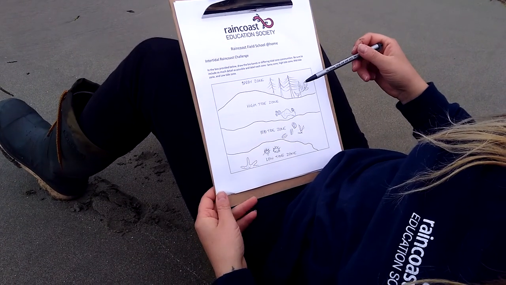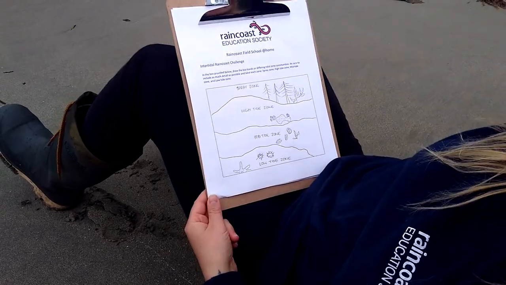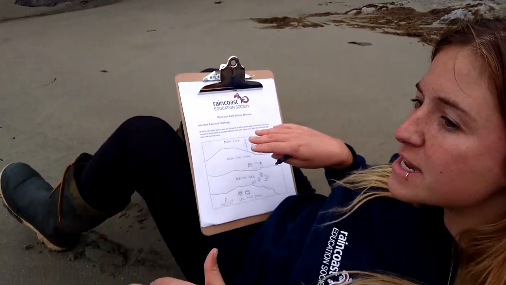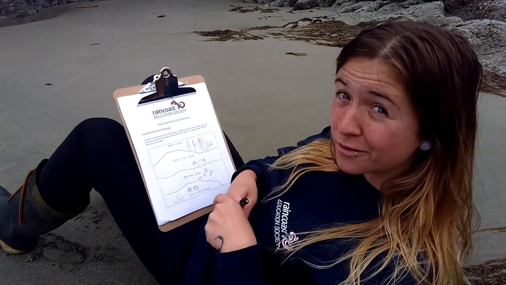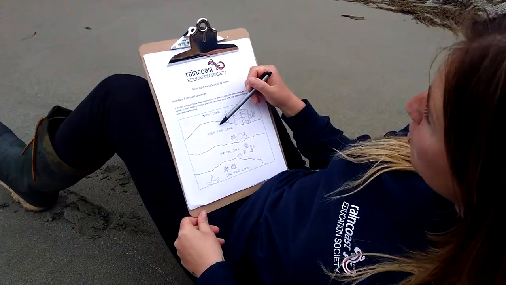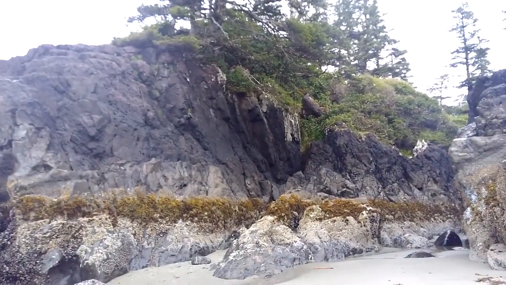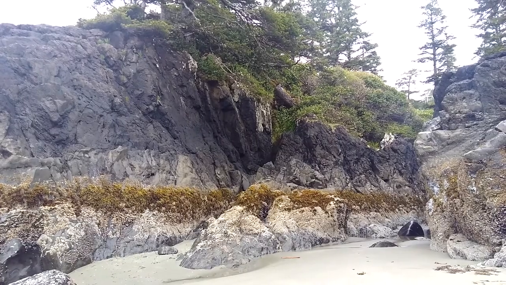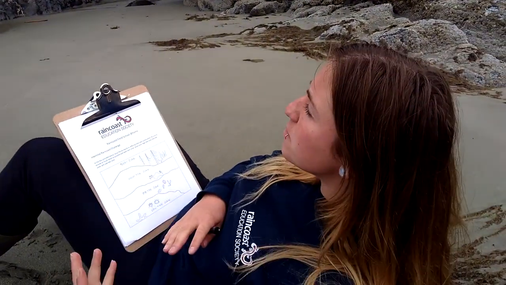So if you guys can check it out, at the very top is called our spray zone. So right up there where those trees are. And this is an area that's never ever going to be covered with seawater. However, it does have all this salt spray coming off, so it's called our spray zone. And then as we move down the rock, we have our high tide zone. So that's going to be mostly exposed during the day because it's only covered at really, really high periods.